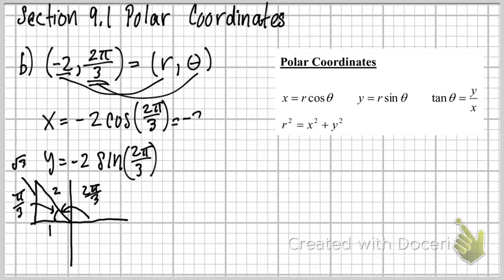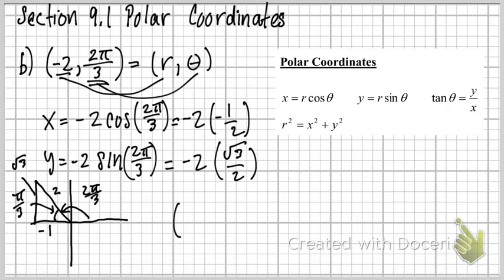So this is going to be -2 times cosine, and don't forget my negative on the 1 there. It's going to be -1/2. And then my sine here is going to end up being square root of 3 over 2. So then my x, I'm just going to do the ordered pairs here, is going to be 1. And my y is actually going to be negative square root of 3. So that's my ordered pair in terms of x and y.